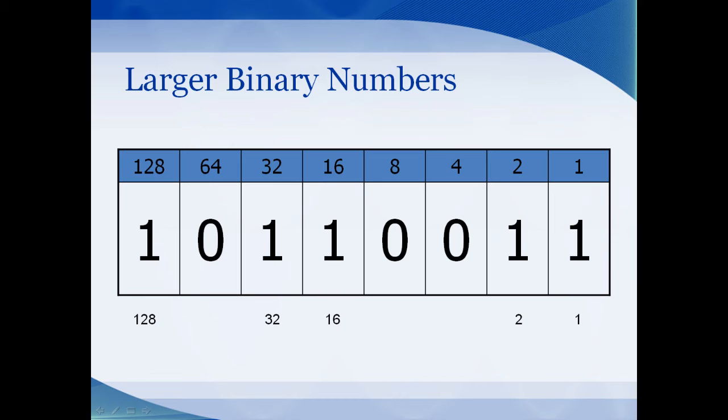Now, we have our binary number positioned with each digit in its correct place value. All you have to do is find the ones in the binary number and add up all the numbers at the top. So we have a 1 under the 128, and a 32, and a 16, and a 2, and a 1. Then all you have to do is add 128 plus 32 plus 16 plus 2 plus 1, and that will give you 179.